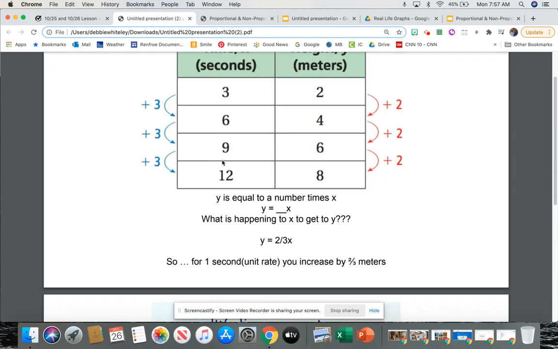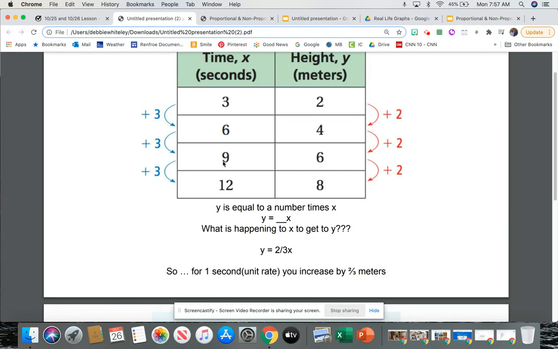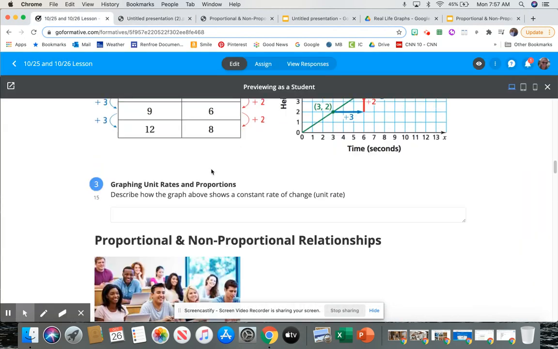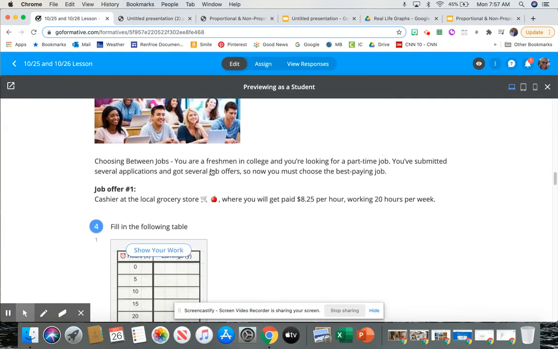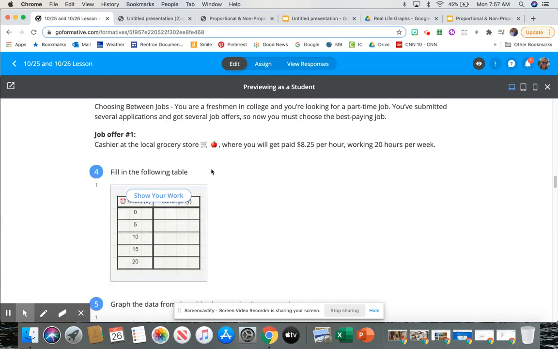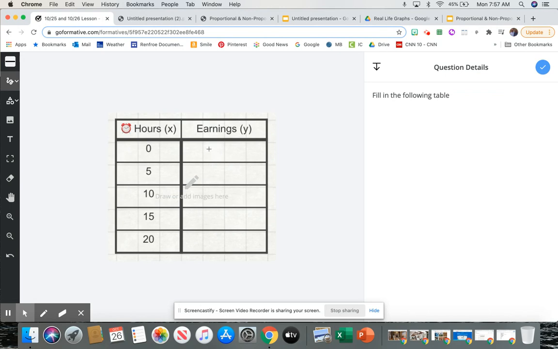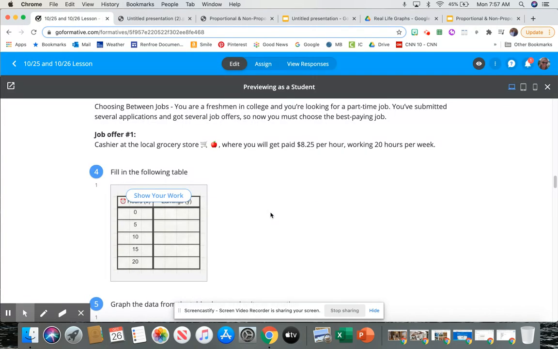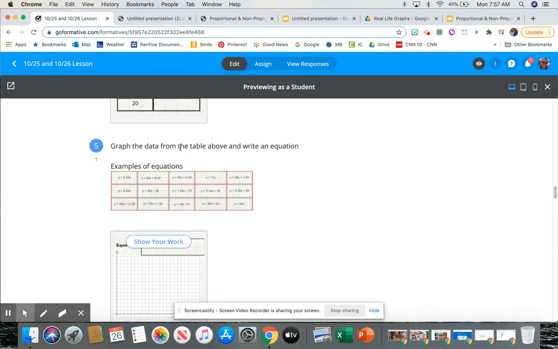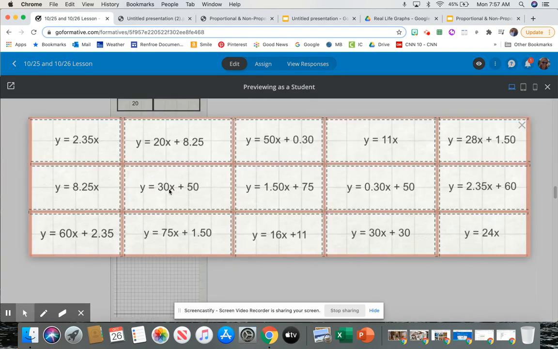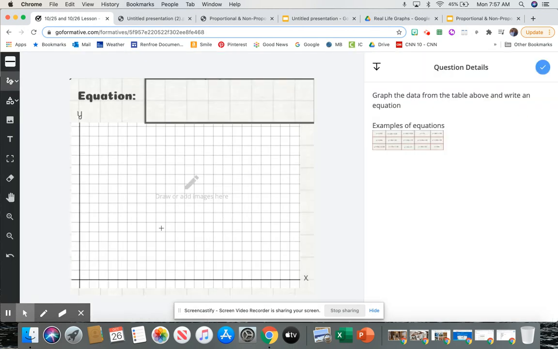So for 1 second, if you had 1 in this column, for 1 second for X, you would multiply 1 times 2/3 to get to Y. Then we get into an activity where you are choosing between different job offers. You are going to show your work, fill out the table, and then you are going to graph and choose an equation. Examples of equations are listed here, so that will help you. But right here, you are going to graph it and you are going to write the equation.